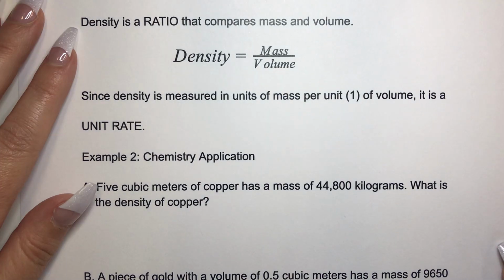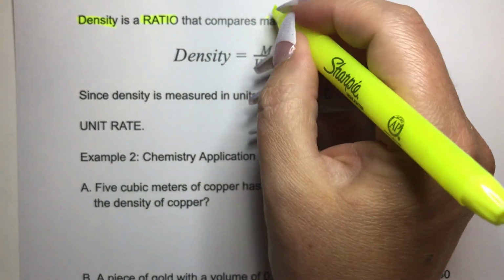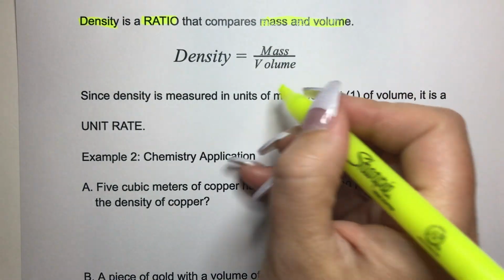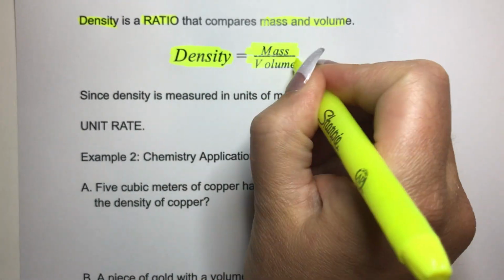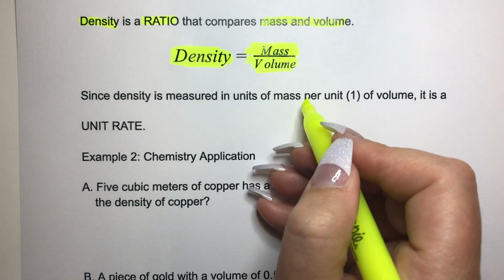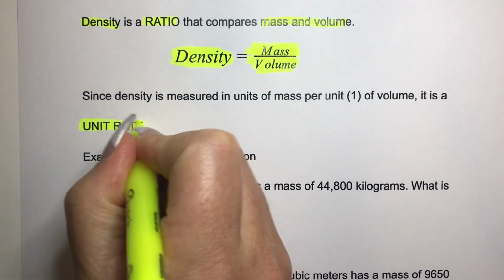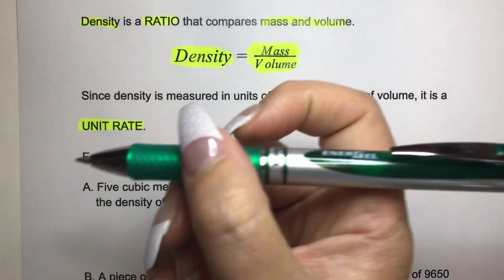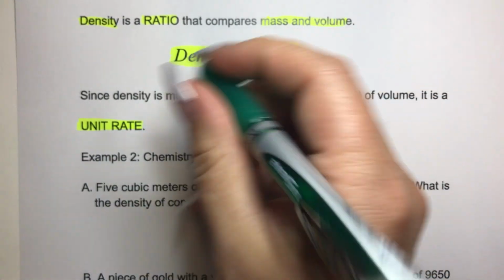Before we get started, we need to talk about density. Density is a ratio that compares mass and volume. And this is the equation right here: density equals mass divided by volume. Since density is measured in units of mass per one unit of volume, it is considered a unit rate. So for density, this needs to be 1 on the bottom because it is a unit rate.